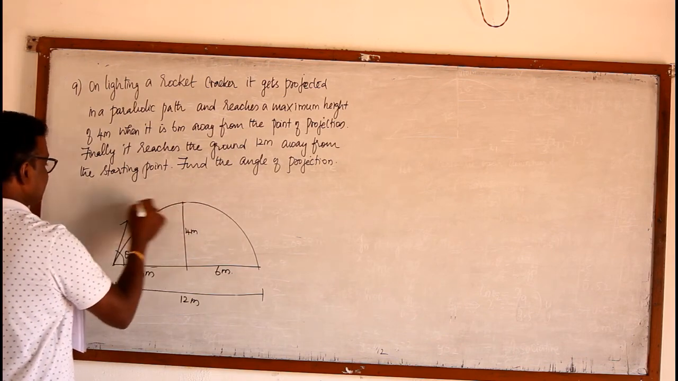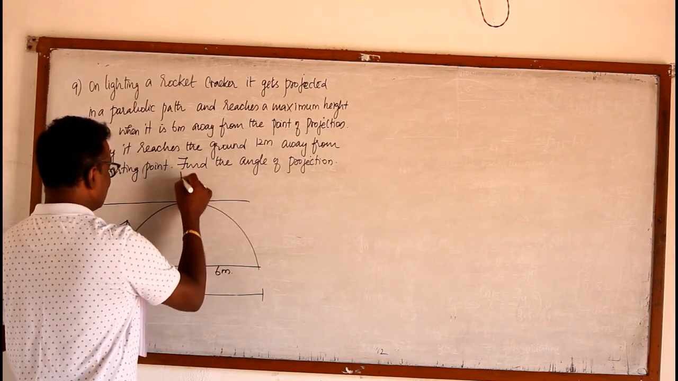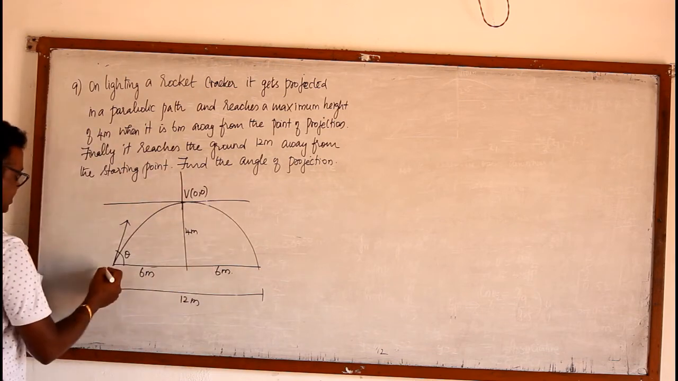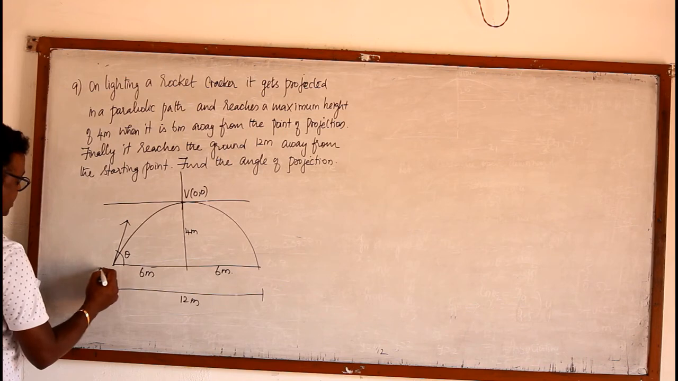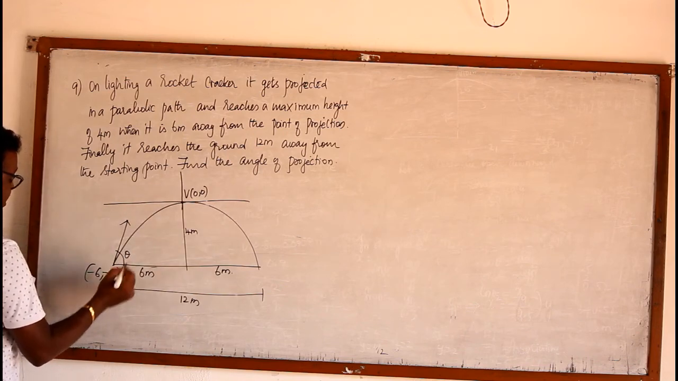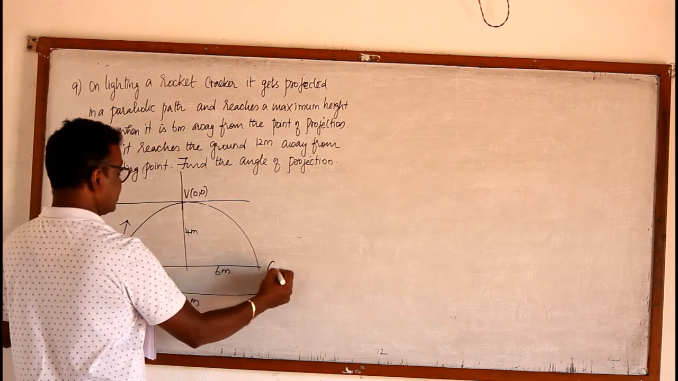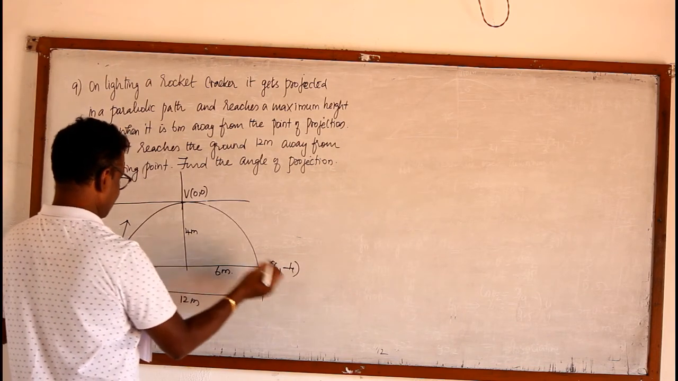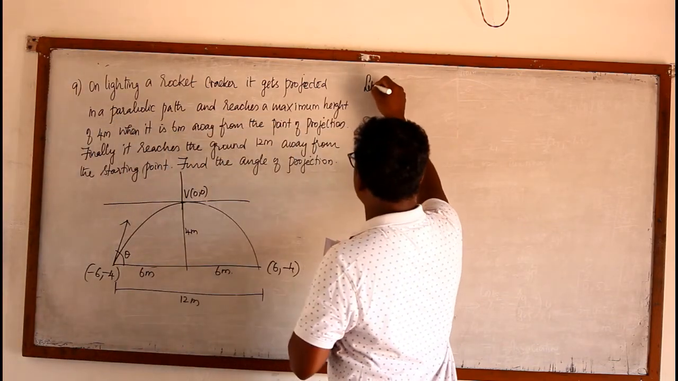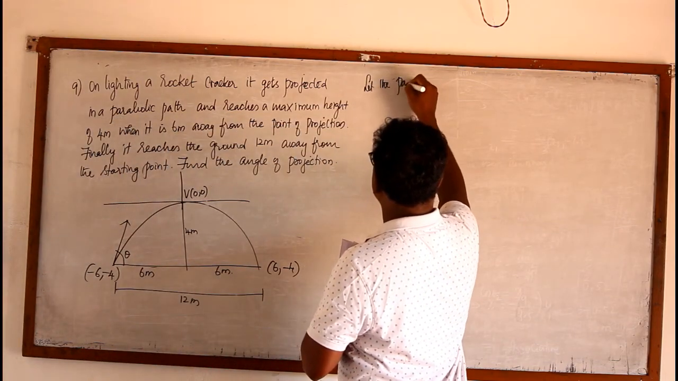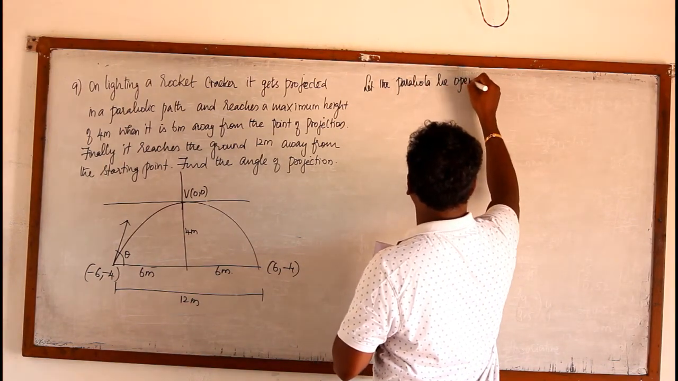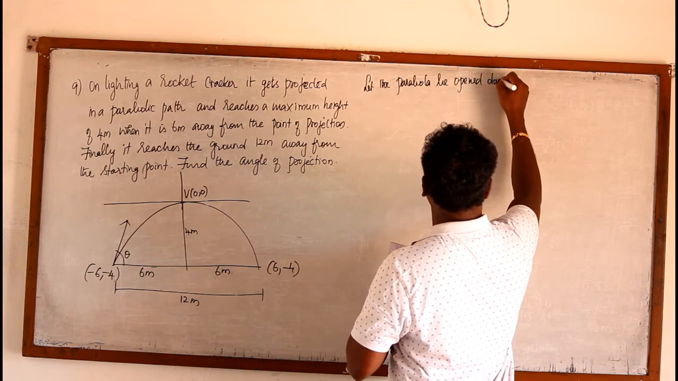So what is this angle of projection they are asking? Now, let me take this curve as a parabola which is open downward. So here it is (0, 0). And this is third quadrant. Then this point is (6, 4). In the third quadrant both are negative. And this point is (6, -4). So let me take any point. Now, let the parabola be open downward.